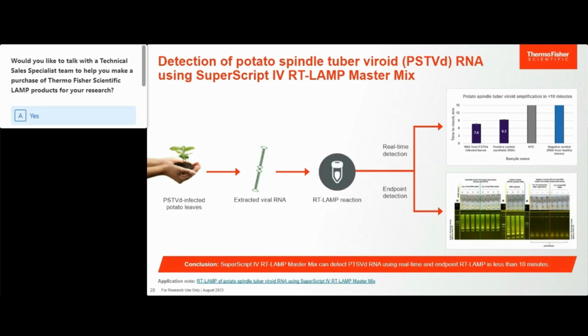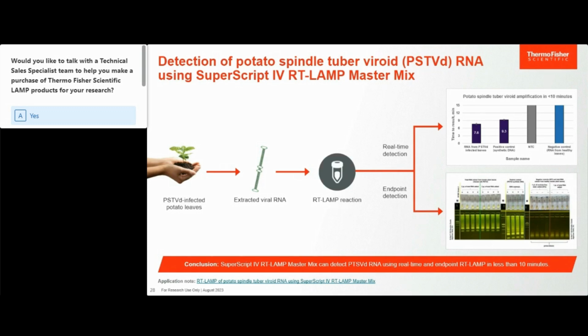Potato spindle tuber viroid, or PSTVd, is well known for its highly contagious nature, having a wide host range, and is readily transmitted by mechanical means. The experiment starts with the extraction of viral RNA from PSTVd-infected potato leaves. Then extracted RNA is amplified by our RT-LAMP using SuperScript IV RT-LAMP Master Mix.